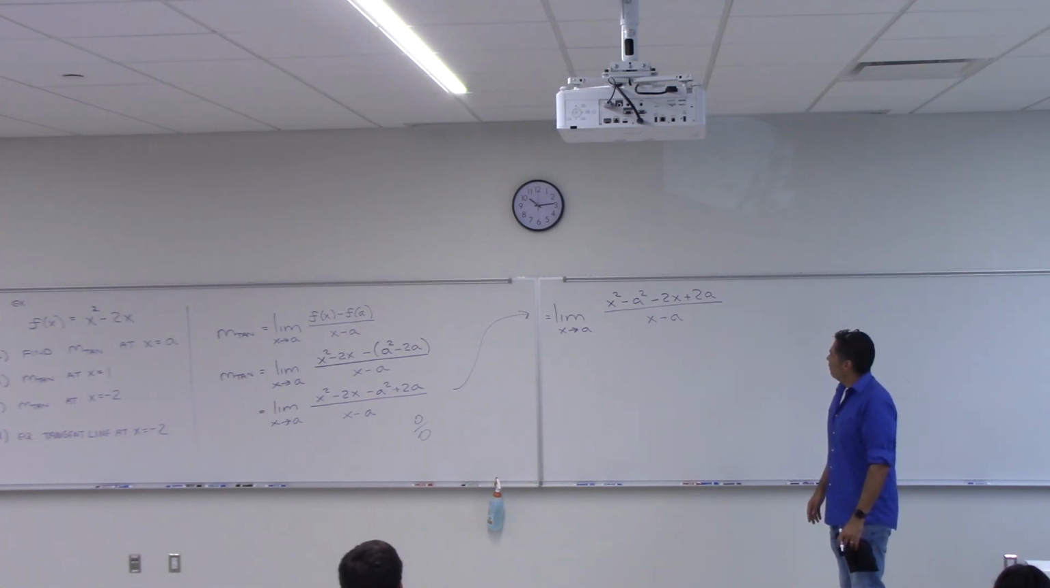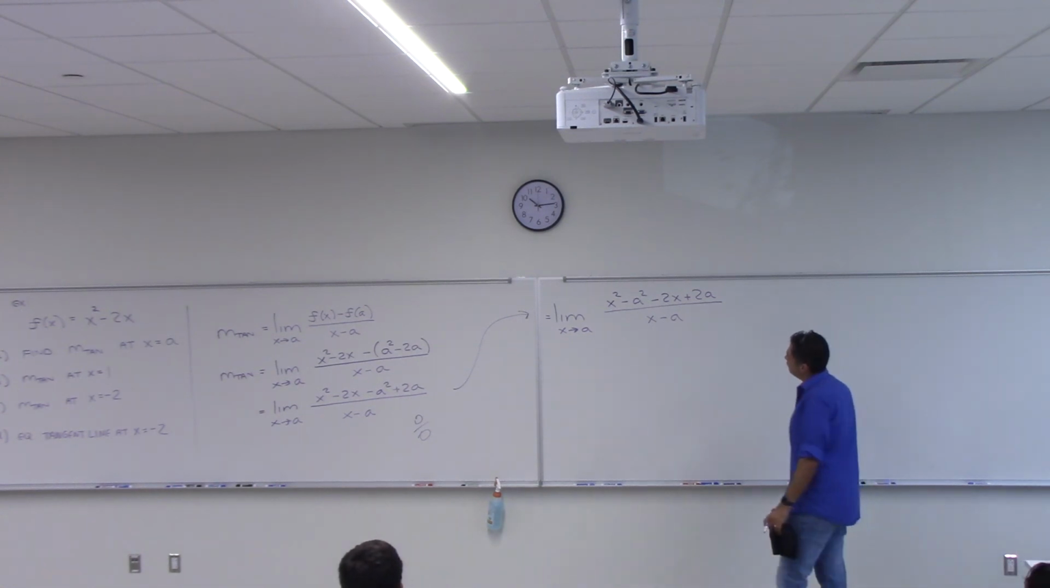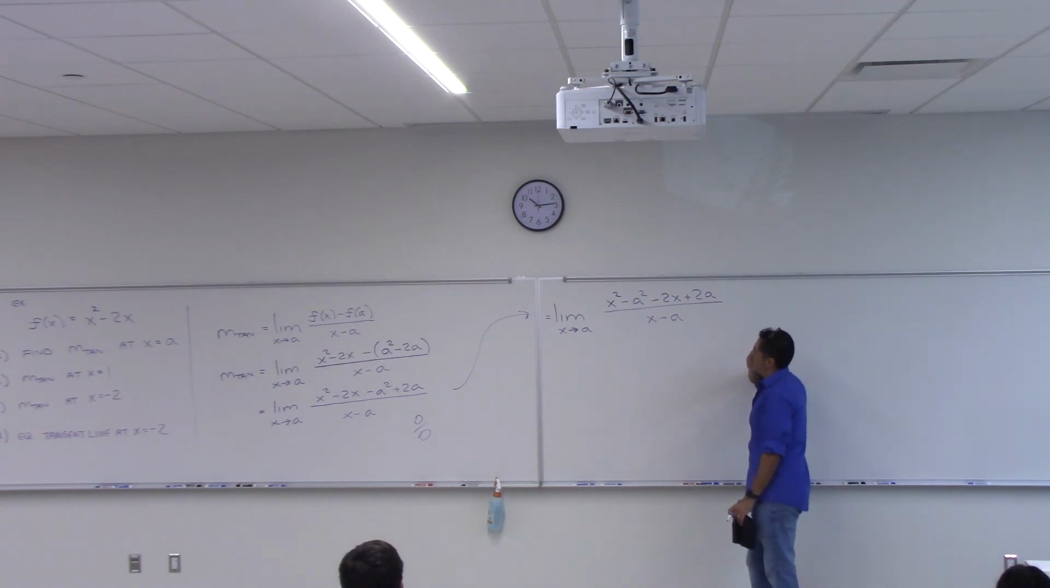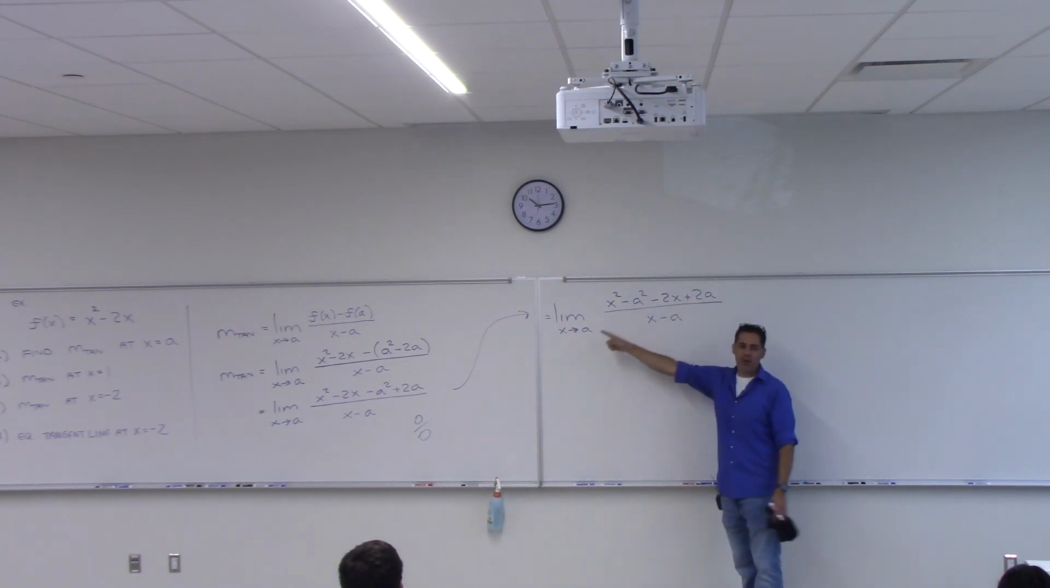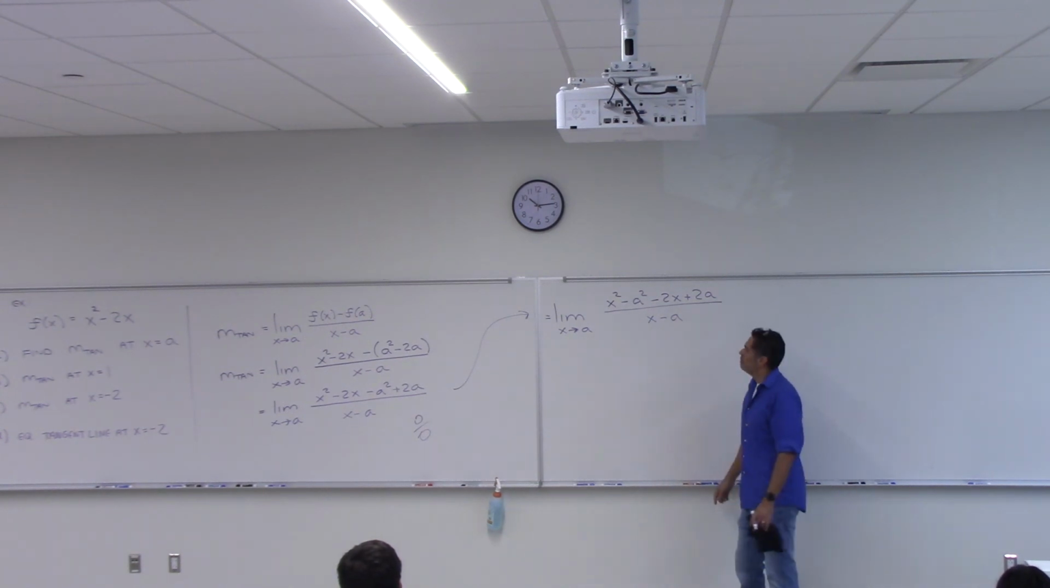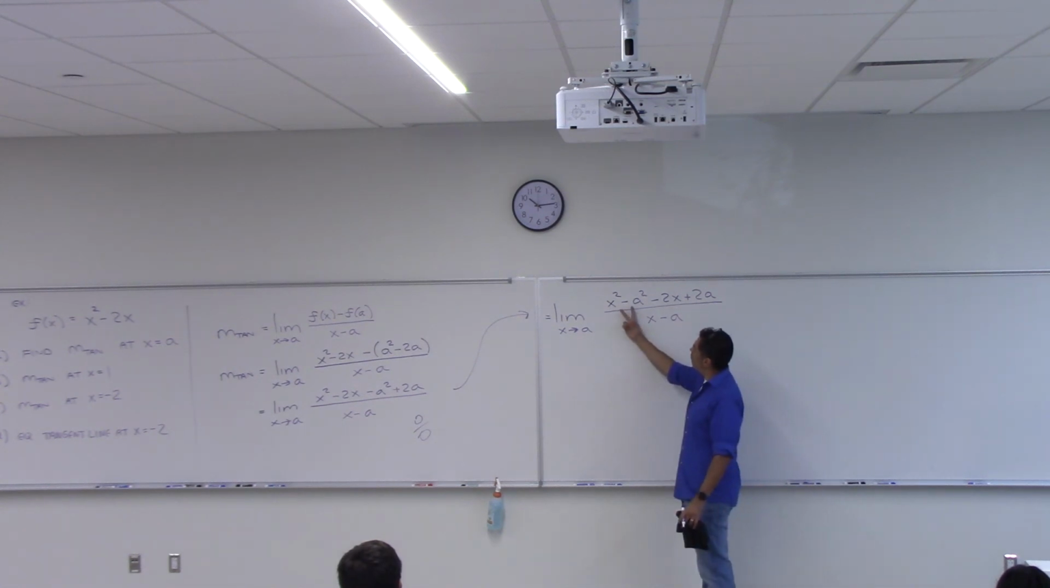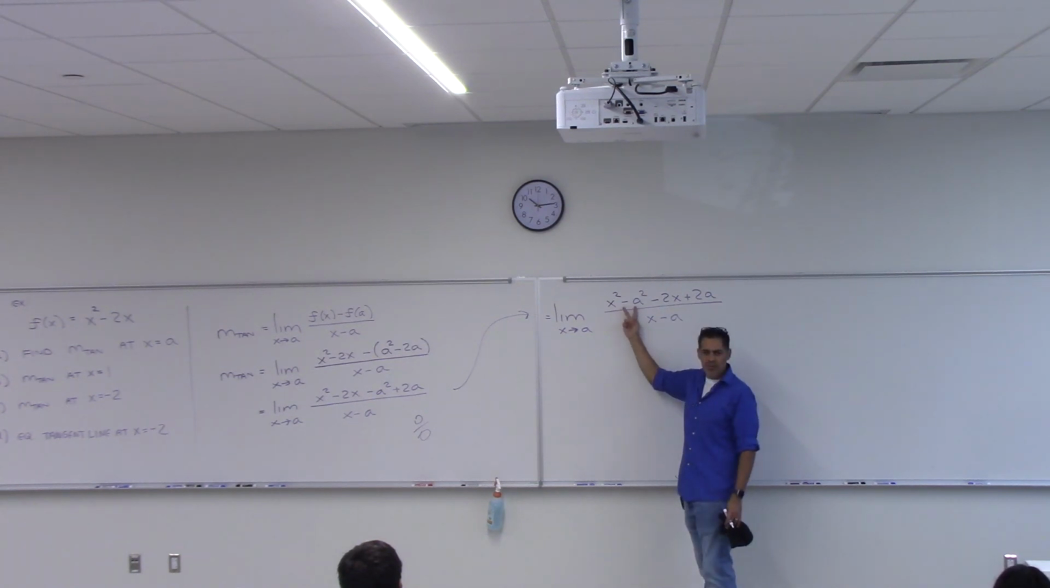You can pull out... what can you pull? Can you pull anything out of all of them? You can't, right? But from the x squared minus a squared, you can pull out an x minus a. From these two, you can do what? Pull out an x minus a. That means you would have to factor this. So does everyone see a difference of squares there?